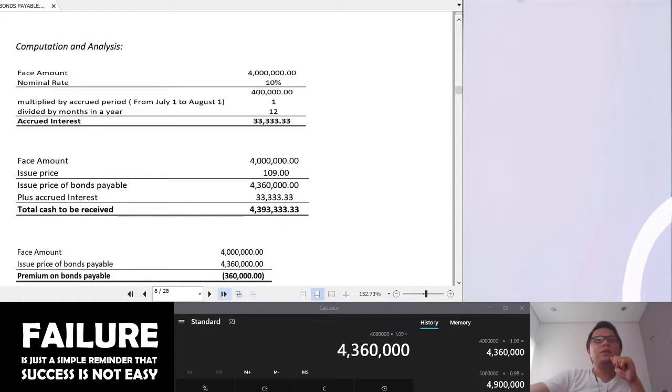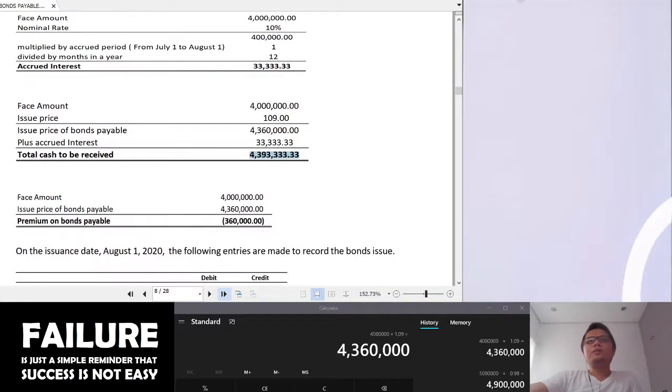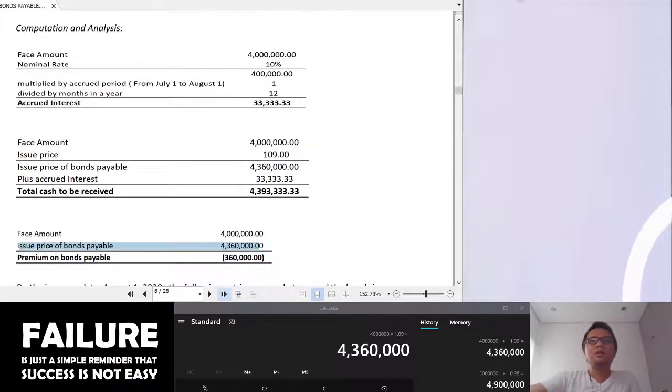Plus the accrued interest na 33,333, the total cash to be received basically is 4,393,333.33. Okay? So the premium of bonds, do not be confused. The premium of bonds is still computed as the face amount versus your issue price, which is in this case, that is the 4,360,000, not the total cash to be received.